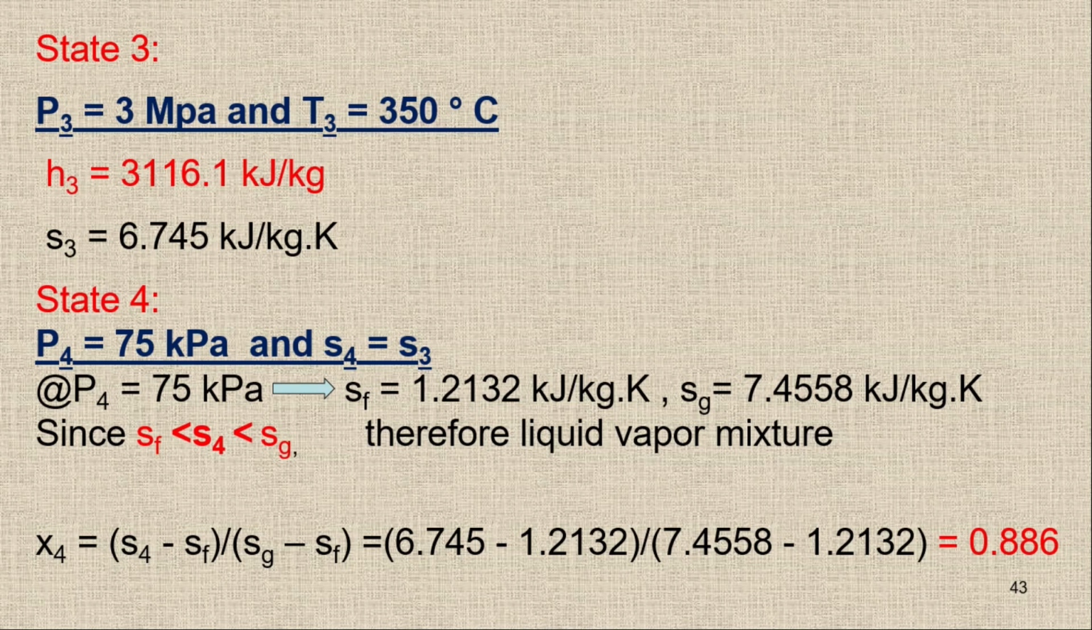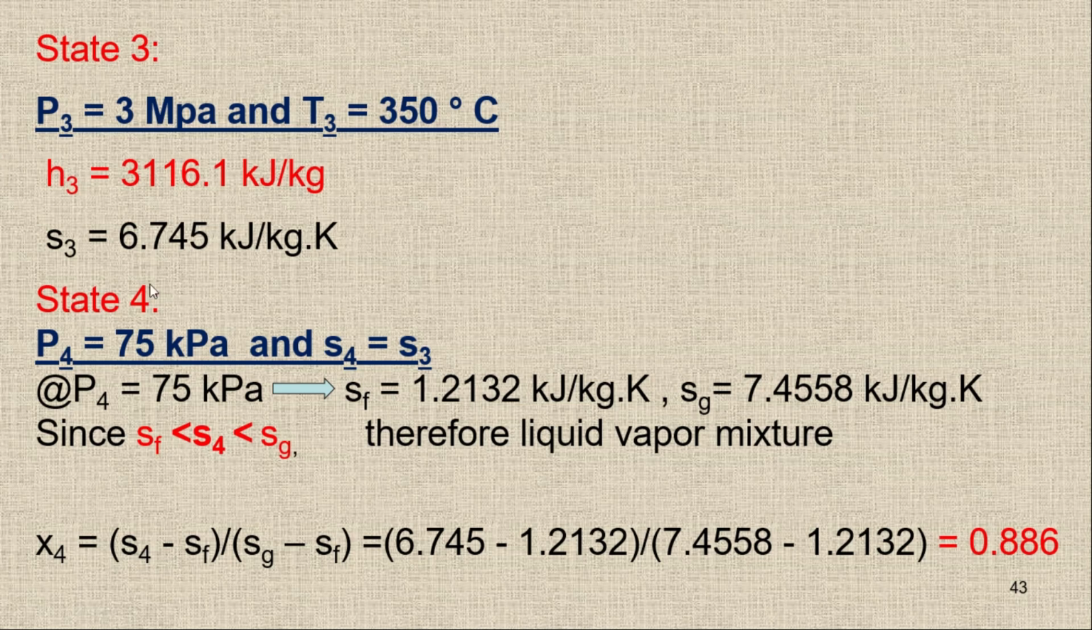So we can check easily from the superheated table, and the values we are getting are around 3116.1 kilojoule per kilogram for H3, the enthalpy, and S3, the entropy, is around 6.745 kilojoule per kilogram Kelvin. So we can check these values from table A6.